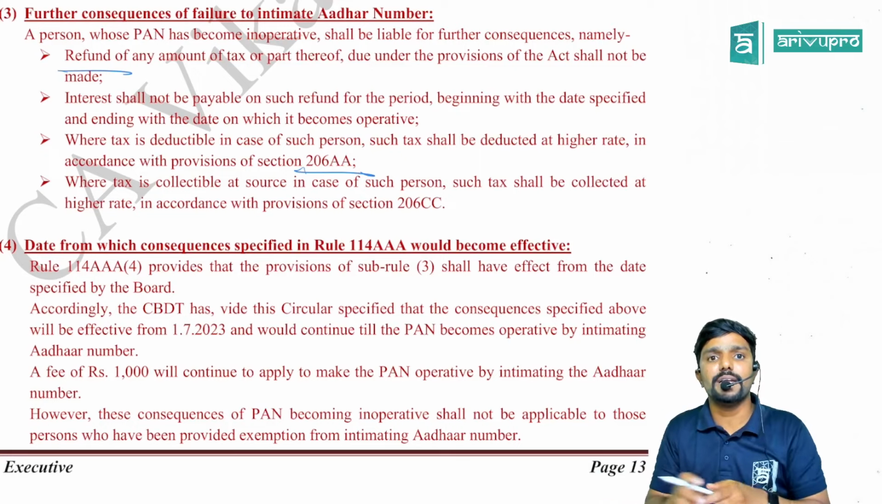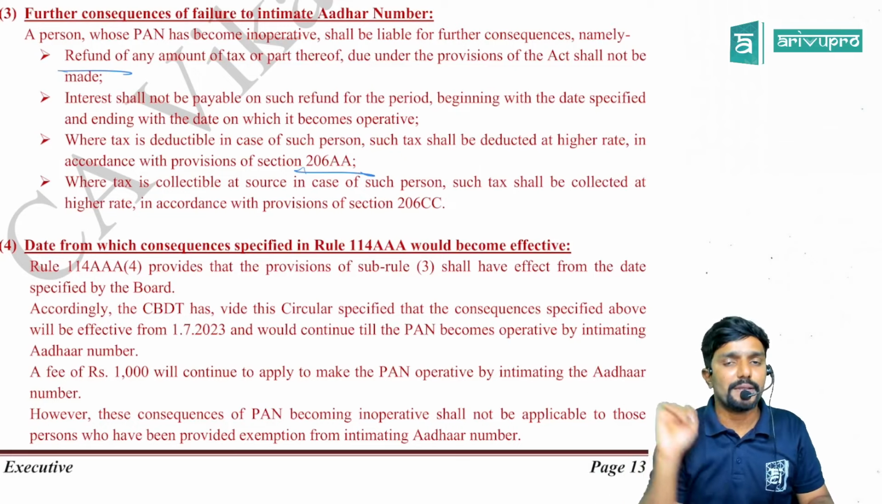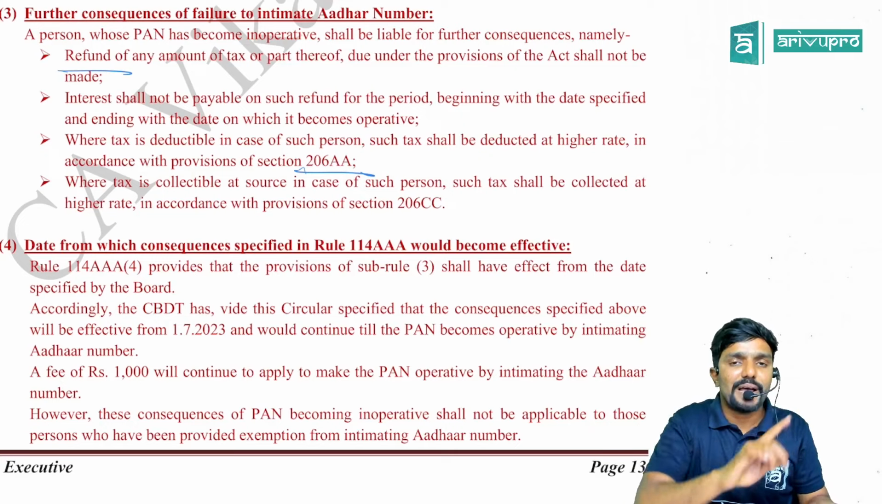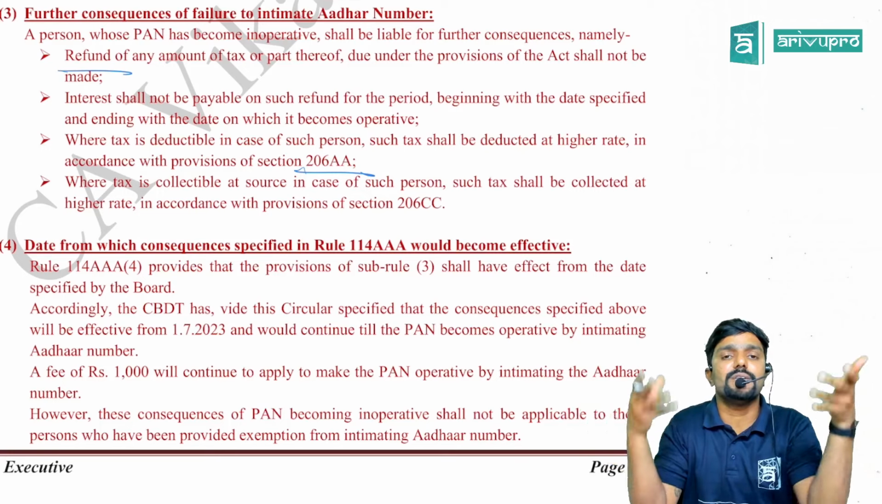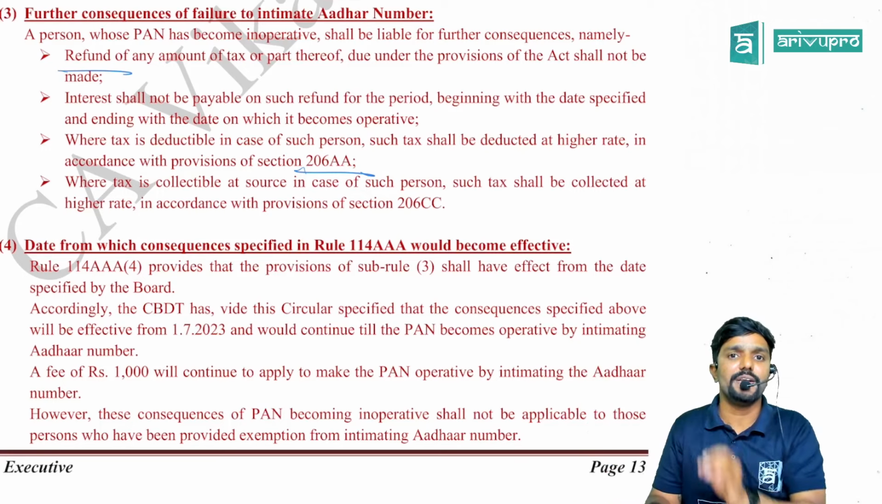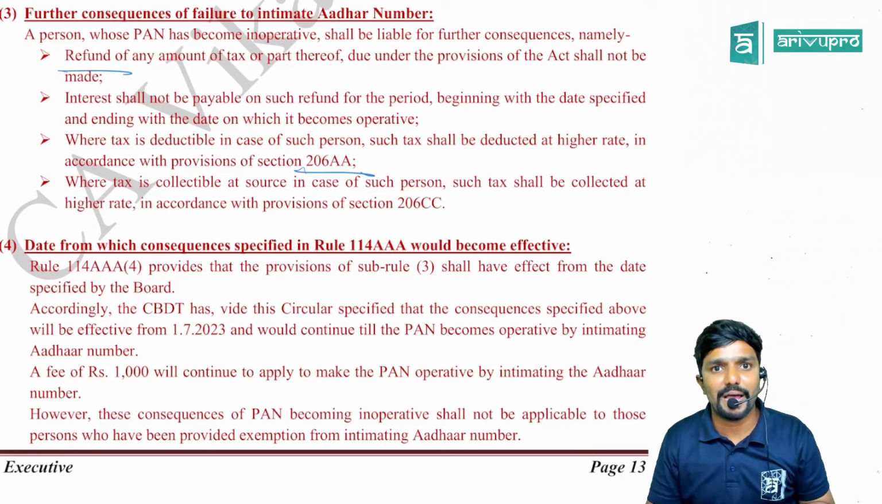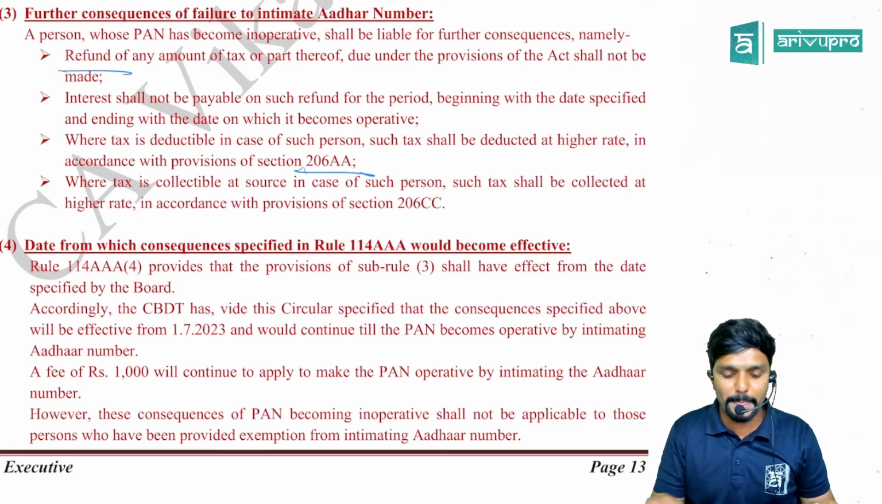206AA will tell when payer is supposed to deduct TDS, payee has to give his PAN. If payee doesn't give his PAN, then that payer will deduct TDS at the rate of actual rate or 20%, whichever is higher. So if payee's PAN has become inoperative, it is as if he is not having PAN. So payer has to deduct TDS at what rate? Actual rate or 20%, whichever is higher.